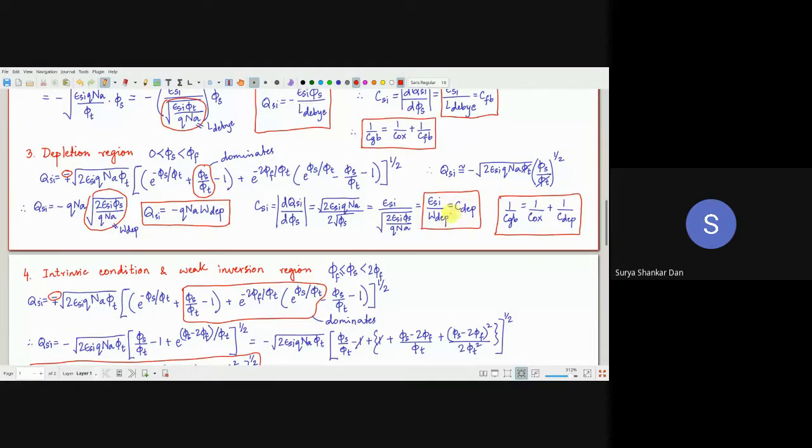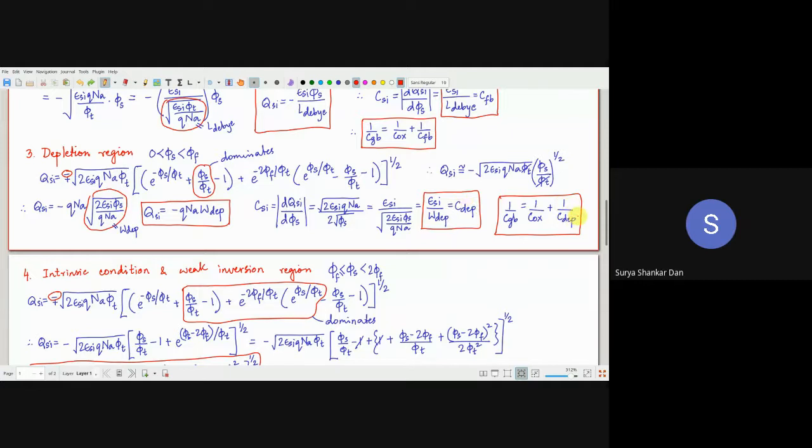Okay, so what do we understand here? Clearly, the more you are increasing phi s from 0 to phi f, what will happen? This phi s increases. See, there is a phi s term. So if this phi s increases, W depth increases. So if W depth increases, Q depth decreases. So sorry.